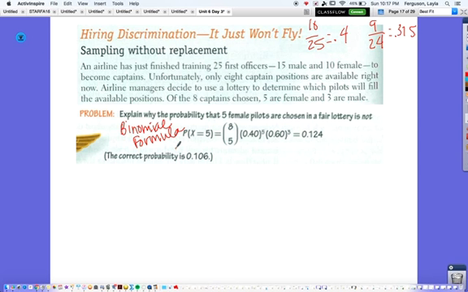We can do that anytime we have independent situations. But because in this situation it's very obvious that it's dependent because we wouldn't be replacing that female's name, we can't use a binomial formula.